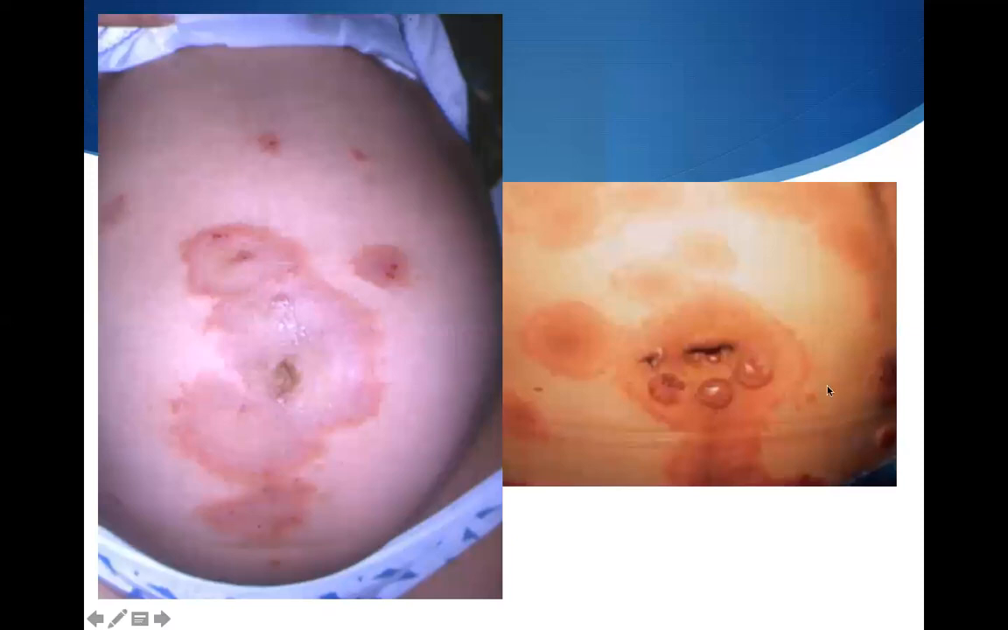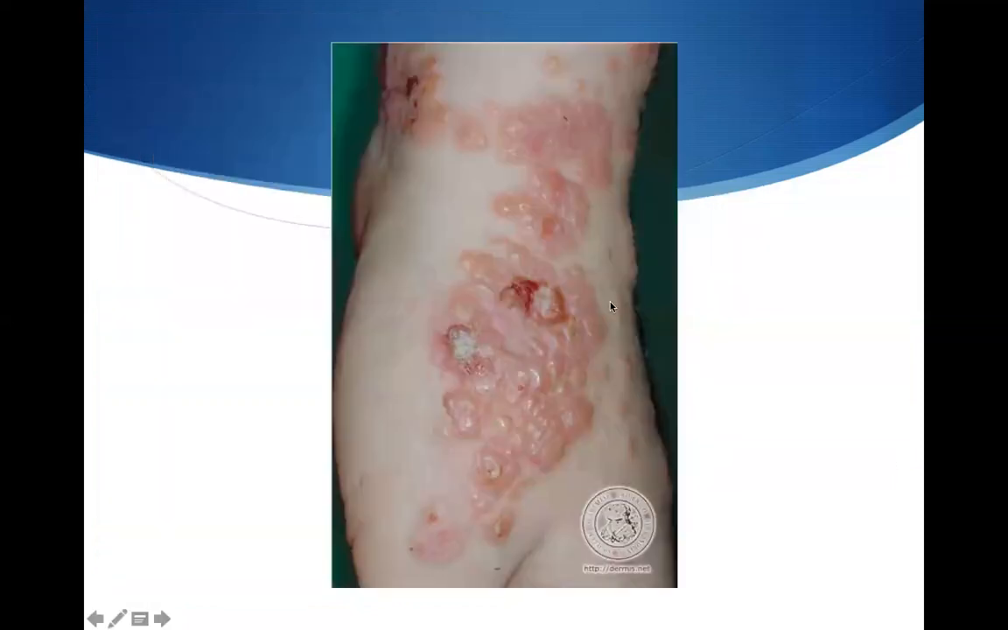So here's just a typical picture. It has this periumbilical distribution, which is very common, and it actually can involve the umbilicus itself. And then I find bullous lesions of any type are really characteristic and help you confirm the diagnosis. Next slide. So here, these fluid-filled bullae or blister-like formations are characteristic.